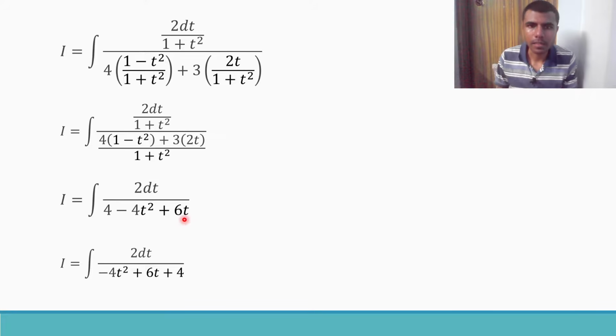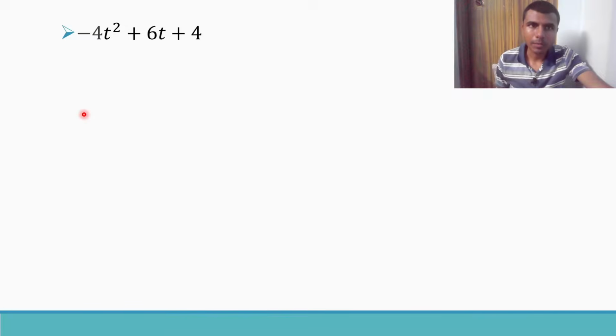Write it like this, minus 4t square, write it in the beginning, plus 6t plus 4, like t square first, then t, then constant. Okay, now to integrate this, we cannot integrate this directly, we have to convert the denominator into a perfect square. Now how to do that? Let's get started. This is what my denominator is, minus 4t square plus 6t plus 4.